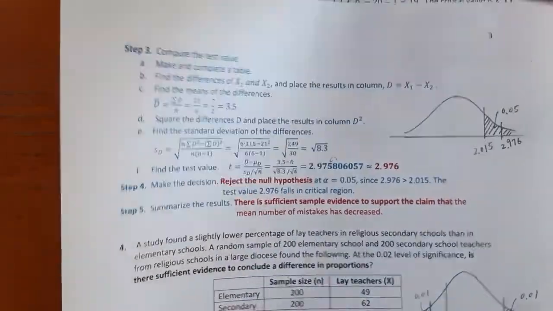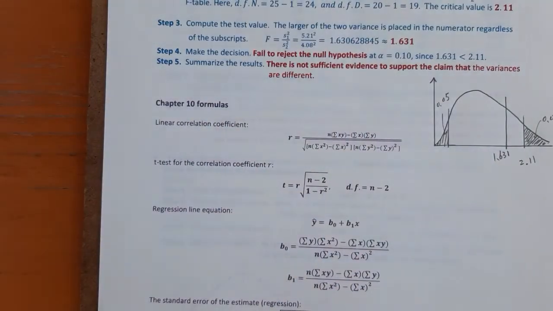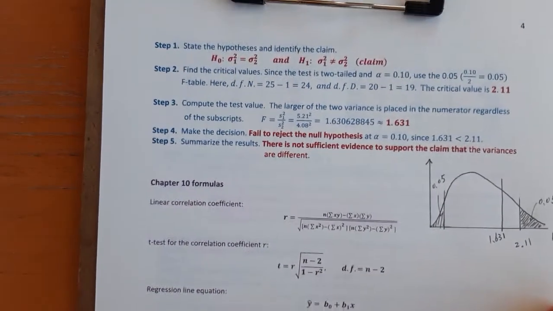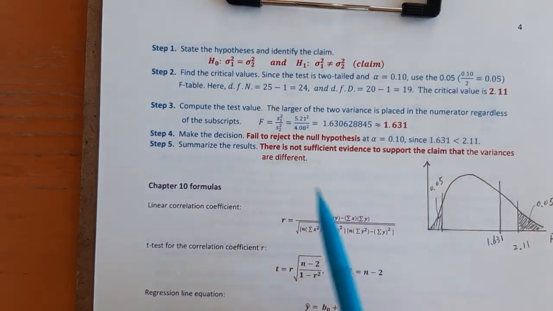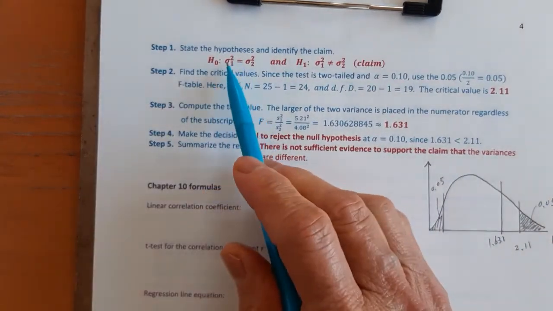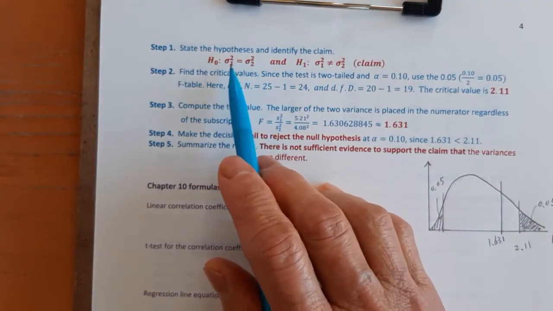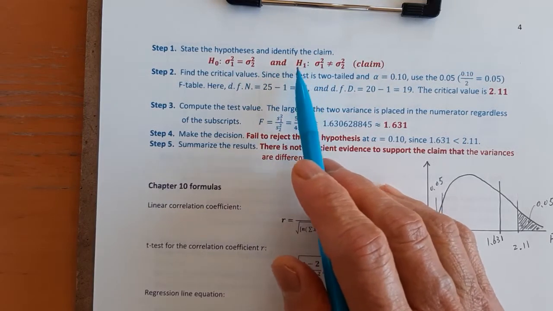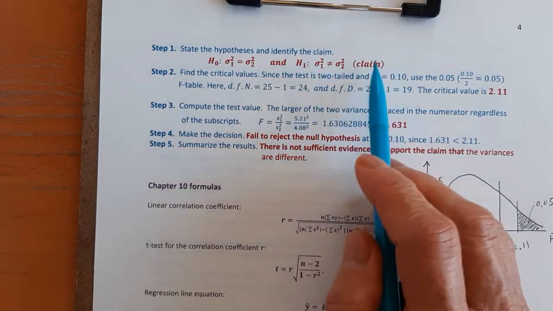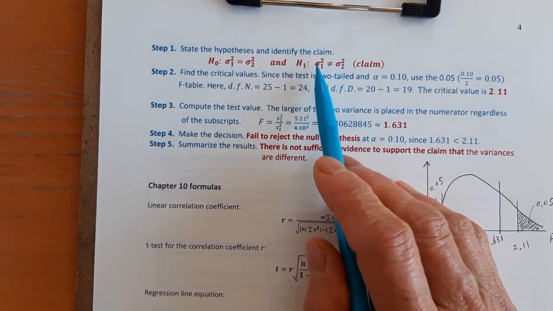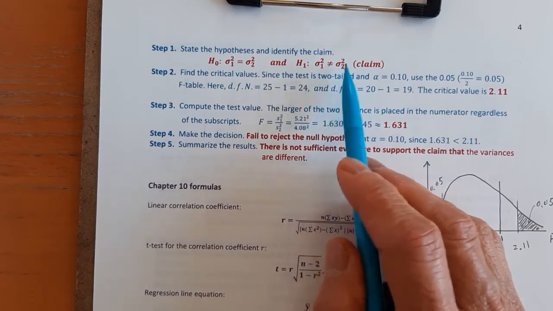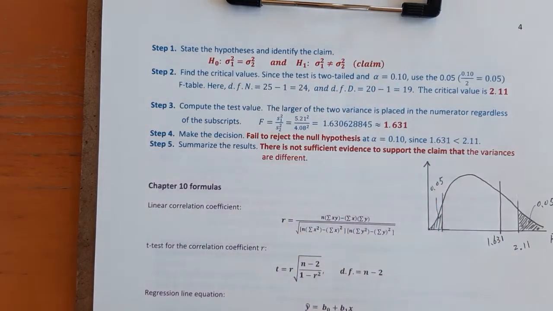Then the first step is the hypotheses. The null hypothesis is that the population variances are equal, and the alternate hypothesis is that the population variances are different, so it's not equal. This is the claim.